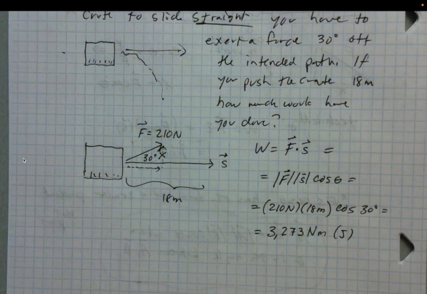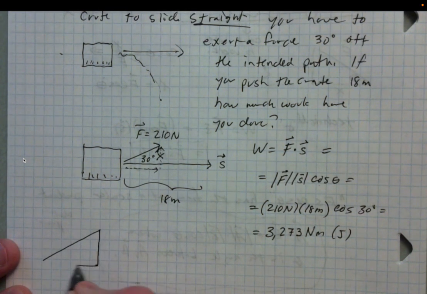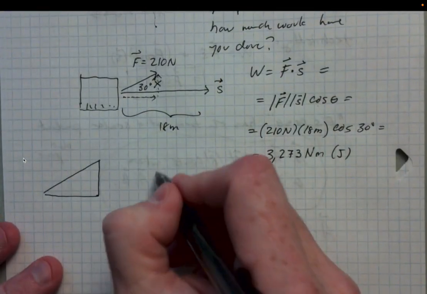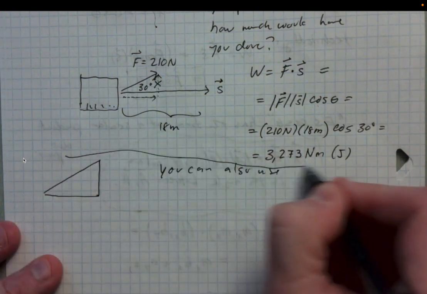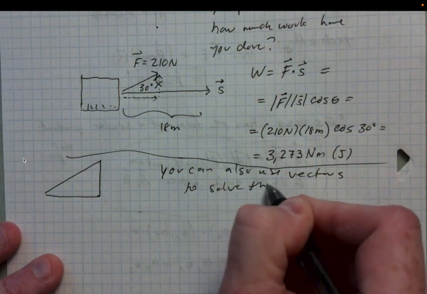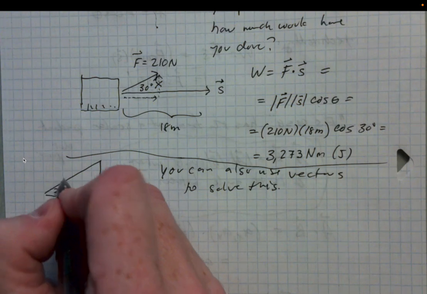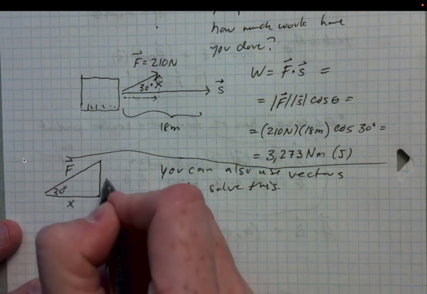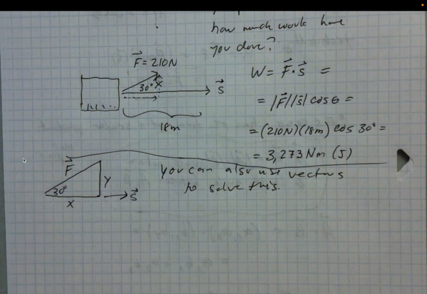Now you can also solve this problem using vectors, and I think it's instructive to see what that looks like. So let me write that: you can also use vectors to solve this. Let's say I've got this triangle, 30 degrees here. Here I've got my force, here's x and here's y, and the direction of the displacement is along this x direction.